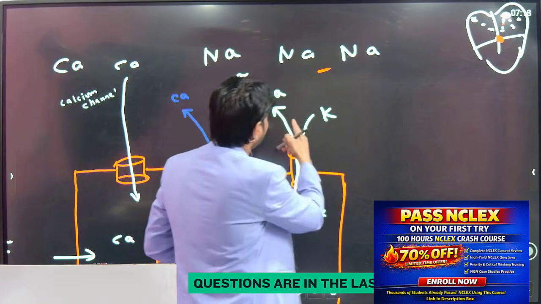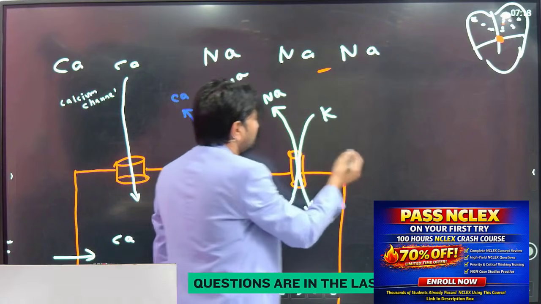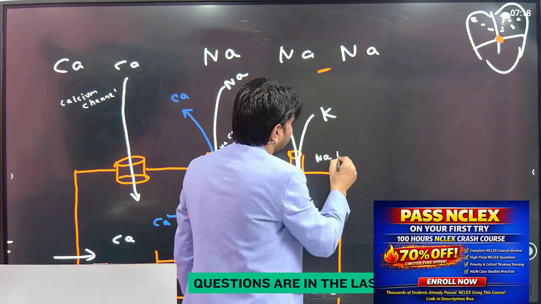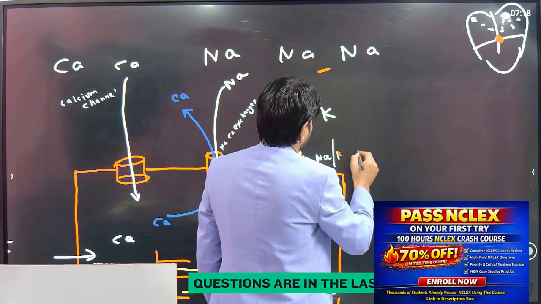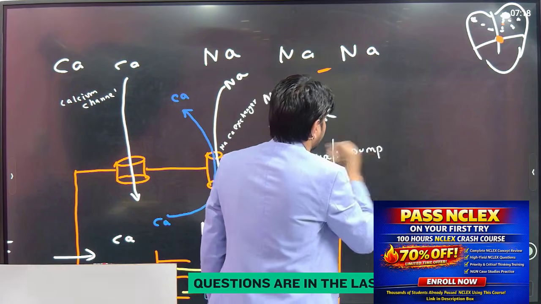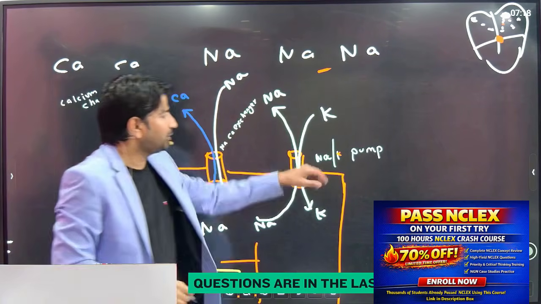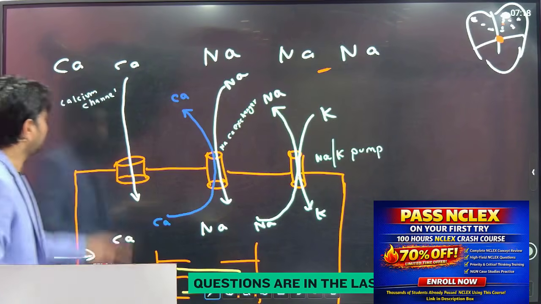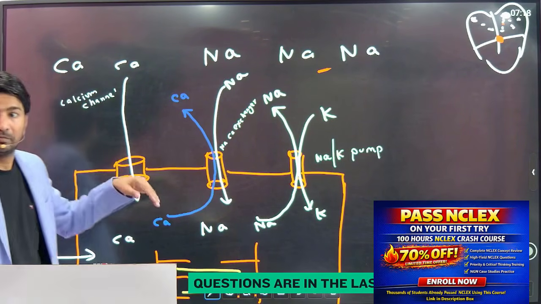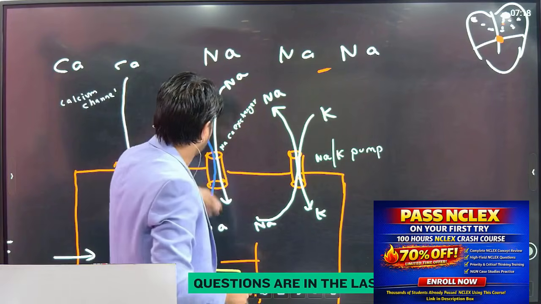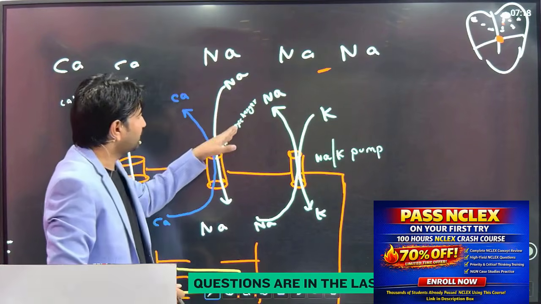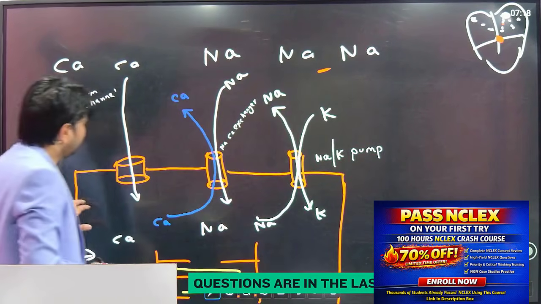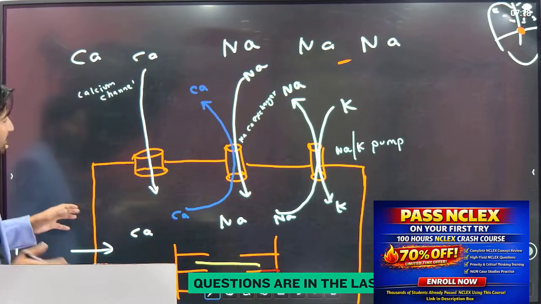And in this third channel, look, sodium and potassium interact. So we'll call this channel the sodium-potassium pump. This sodium-potassium pump is the most important. All of digoxin's actions depend on this. So the first is the calcium channel, the second is the sodium-calcium exchanger, and the third is the sodium-potassium pump.